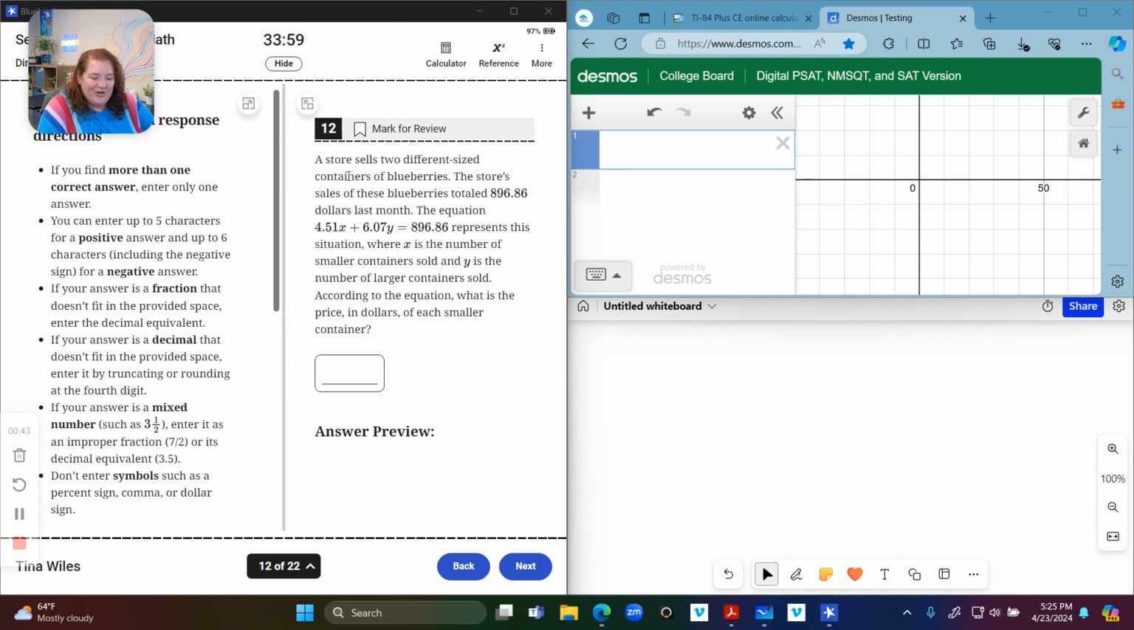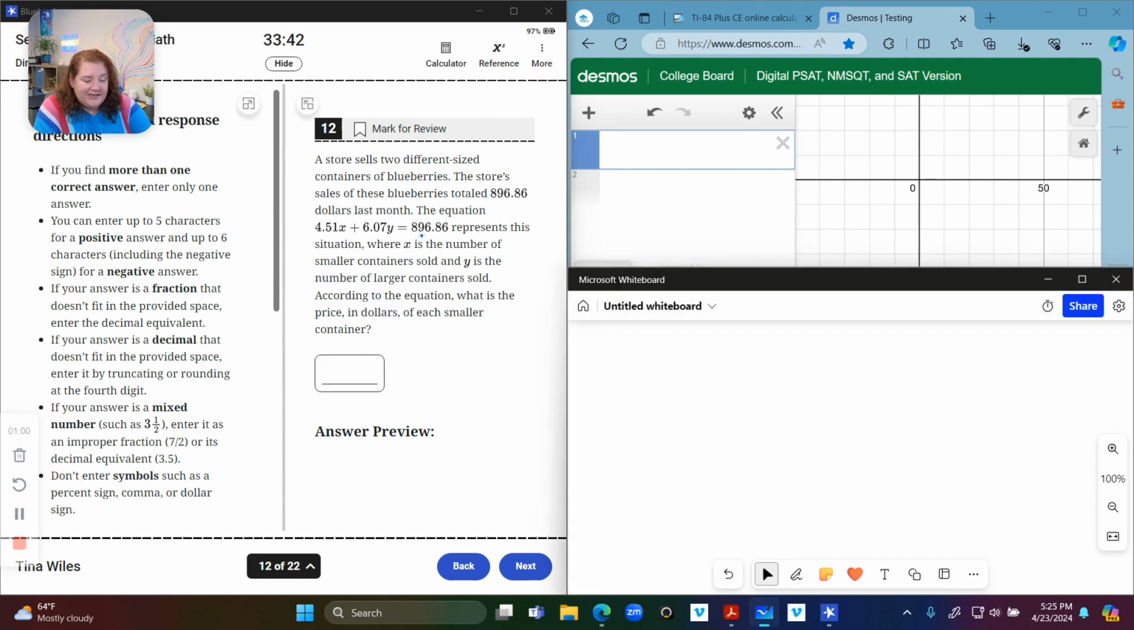Number 12. A store sells 2 different size containers of blueberries. The store's sale of the blueberries totaled $896.86 last month. We have an equation that represents the situation where X is the number of small containers and Y is the large container sold. According to the equation, what is the price of the smaller container?